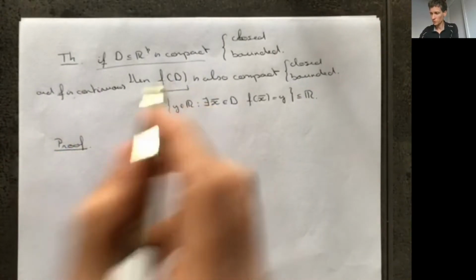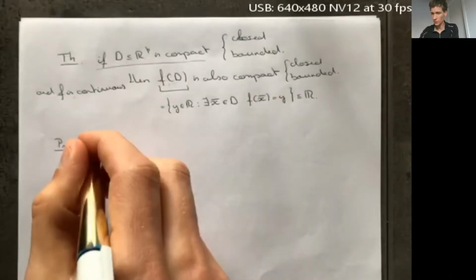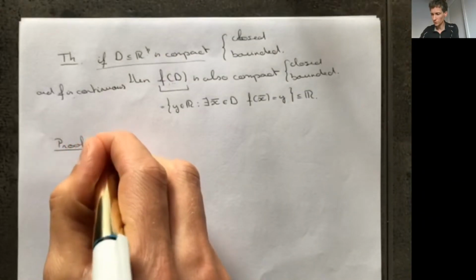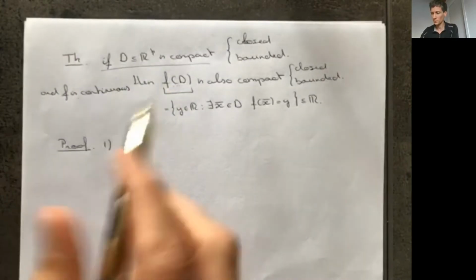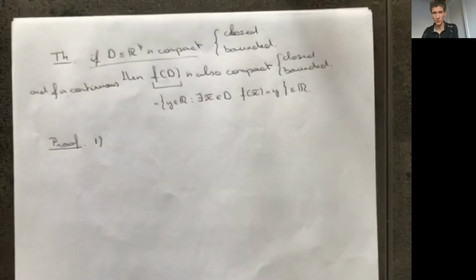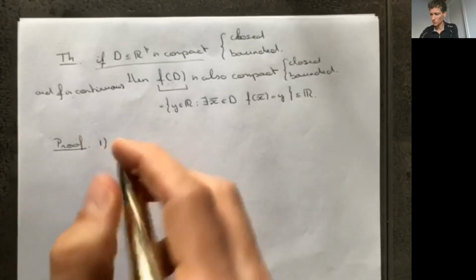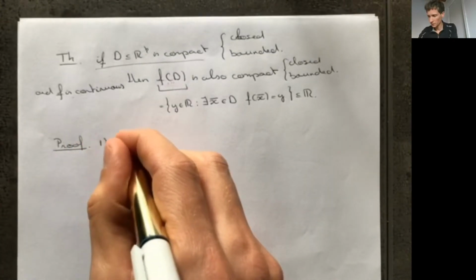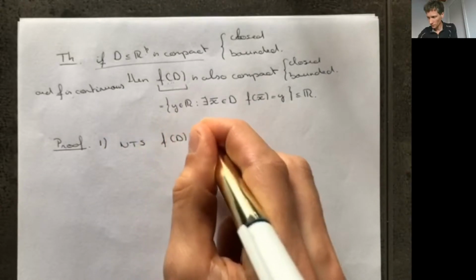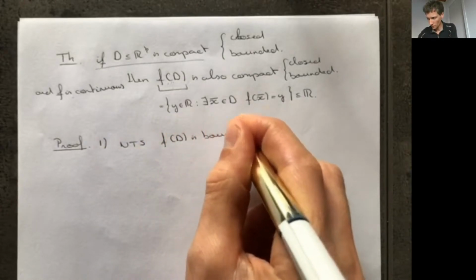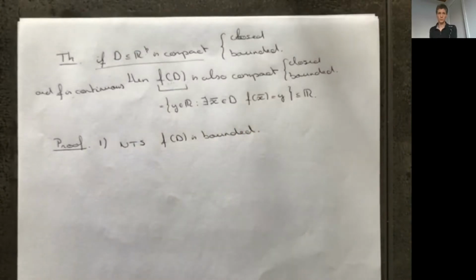So we need to show that this is closed and bounded, and we're going to work in two steps. In the first step, we will show that f of D is bounded, and in the second step, we will show that f of D is closed. So point 1: we first show that f of D is bounded, and the proof is going to work by contradiction.